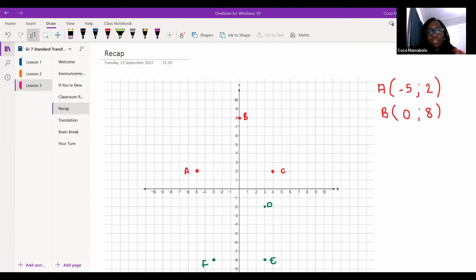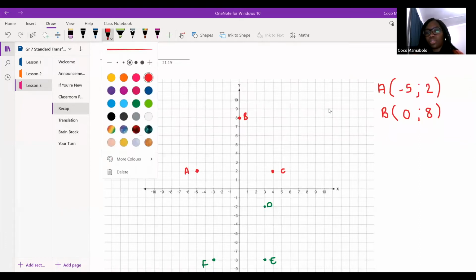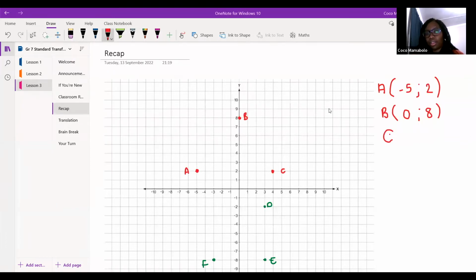And coordinates for C. Let me see. Thank you, guys. All right, C, let's look at the coordinates for C. 4 and 2. That's what you guys are telling me in the chat. And I believe you guys.